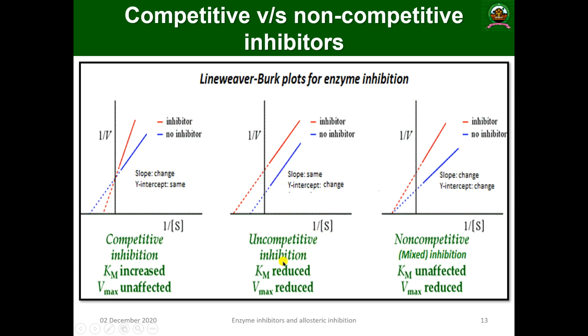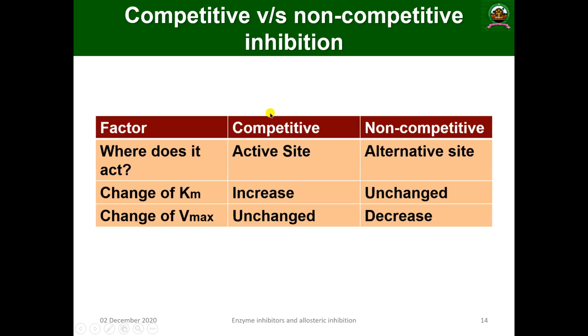And for the uncompetitive inhibitor, here you can see there is the normal enzymatic reaction and the uncompetitive inhibitor. So Km is reduced and Vmax is also reduced. Here you can see no inhibitor, and here the inhibitors. The non-competitive inhibitor is a mixed one: Km will be unaffected and Vmax will be reduced. In the competitive case, Vmax is unaffected and Km increased. You can see the nature of the plot. So that is the competitive versus non-competitive inhibitor.